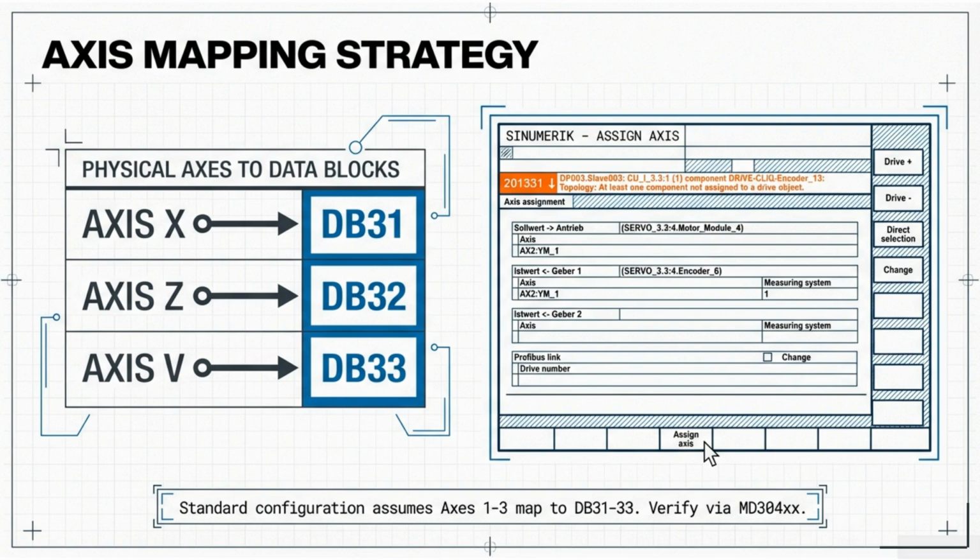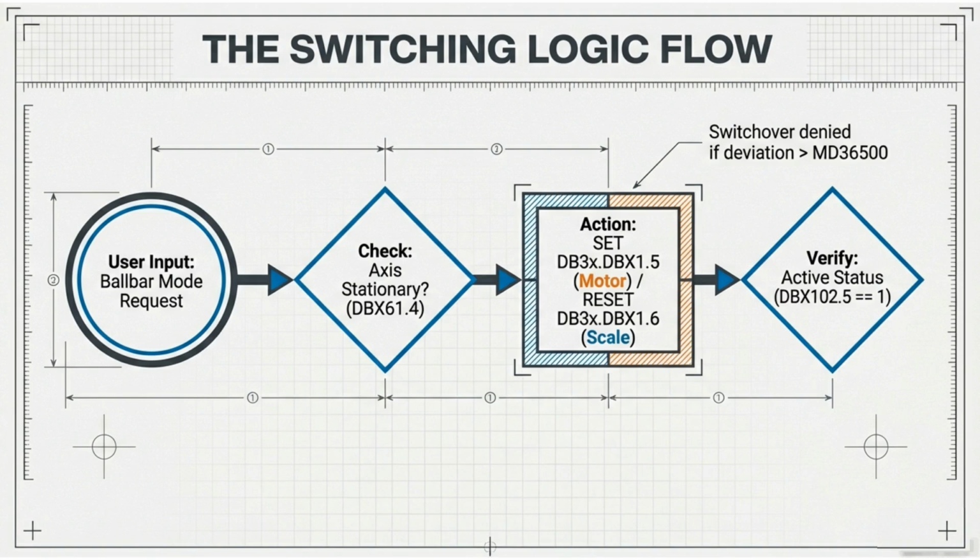The axis mapping strategy assigns physical axes to specific data blocks. Axis X maps to DB31, axis Z to DB32, and axis V to DB33. This standard configuration should be verified via MD304XX. The switching logic flow starts with a user input, such as a Ballbar mode request.